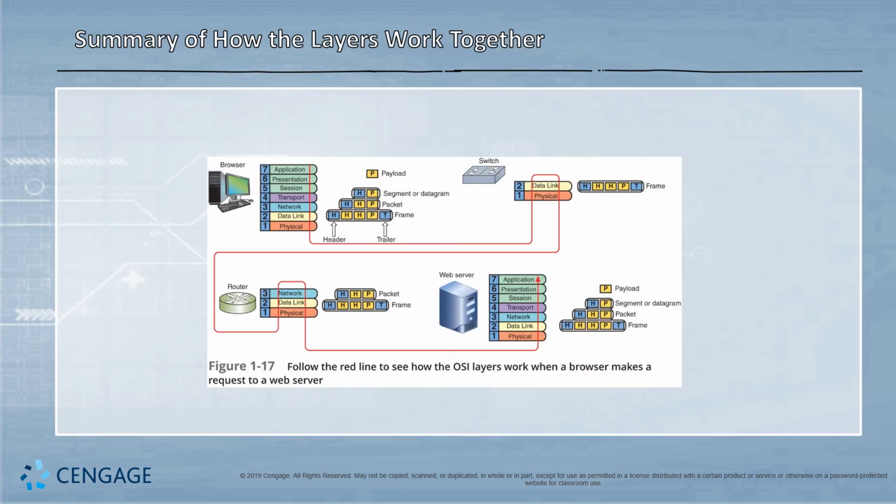Here we can see the graphic representation of how a packet passes into a frame or into a segment, up or down, depending on whether or not it's being sent or received. So we see here the payload represented by the yellow P.